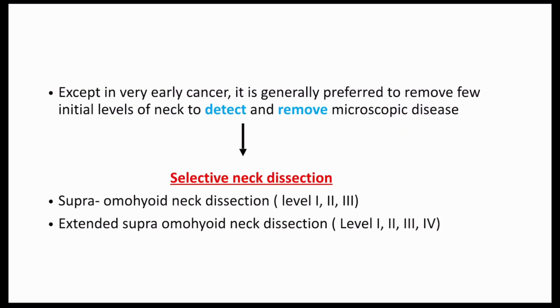What if no neck nodes are enlarged? Except in very early cancer, it is generally preferred to remove a few initial levels of the neck to detect and remove microscopic disease. Selective neck dissection is done, mainly supraomohyoid neck dissection, levels 1 to 3, or extended supraomohyoid neck dissection, levels 1, 2, 3, 4. In cases of cancer tongue, there are reports of direct spread of cancer to level 4 by skipping earlier levels in around 15% of cases. Hence in cancer tongue with no neck nodes palpable, extended supraomohyoid neck dissection is preferred. In the rest of the oral cavity with N0 neck, supraomohyoid neck dissection is done.